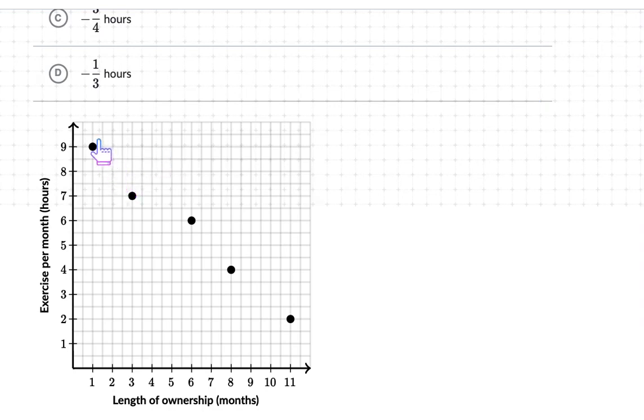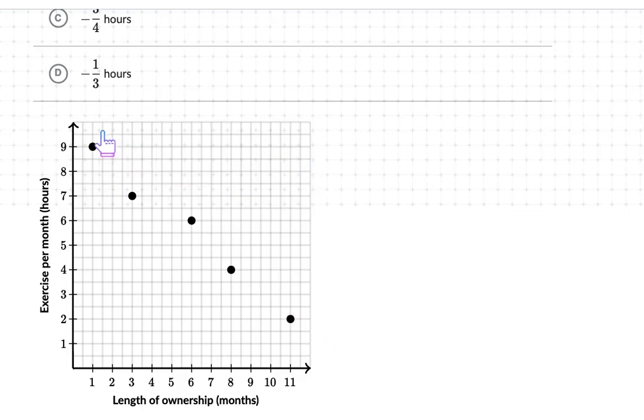All right, so this one looks like a pretty strong negative correlation, because as the ownership is going up, the use is going down. This person got it for 11 months and is only using it twice per month. This person just got it pretty much and is using it 9 hours per month. So it's a pretty, like I said, strong correlation.